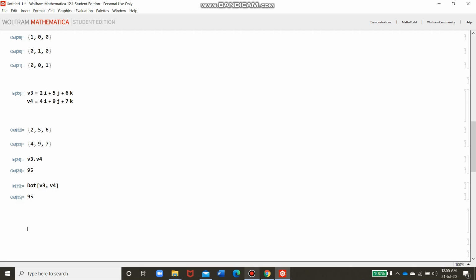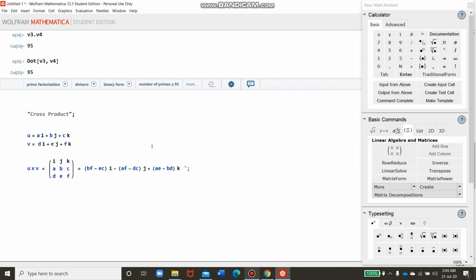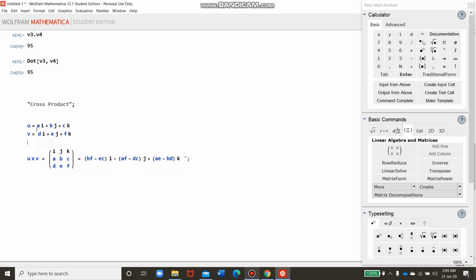And moving on, let's go on to finding cross products. In cross products, I believe you all are familiar with it, but still, just to refresh, just like what we did in dot product, I have written down two vector equations: u equal to ai plus bj plus ck, and vector equation 2, v is equal to di plus ej plus fk.